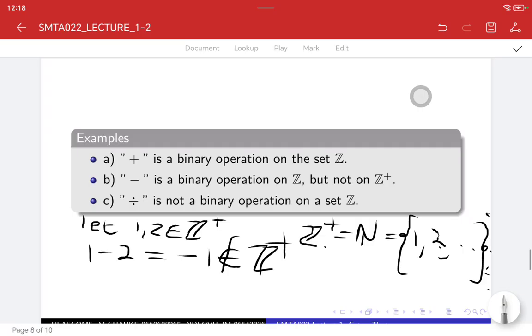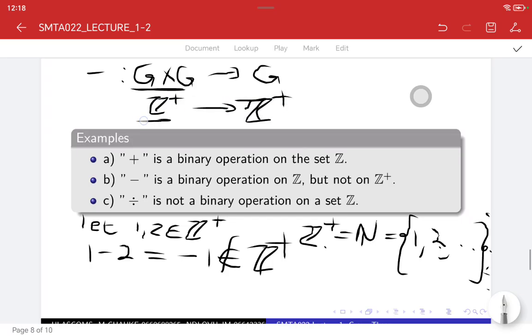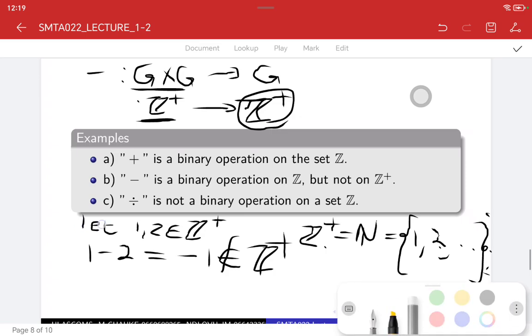Remember, a binary operation says that if we take, in this case, minus, on G, here that says Z, right? So here, let me just say G cross G going to G. Here our domain is Z plus. We took this from Z plus, and we're going to Z plus. We took these two elements from here, but you realize that the final product is not in that set. So this cannot be closed, so this cannot be a binary operation.